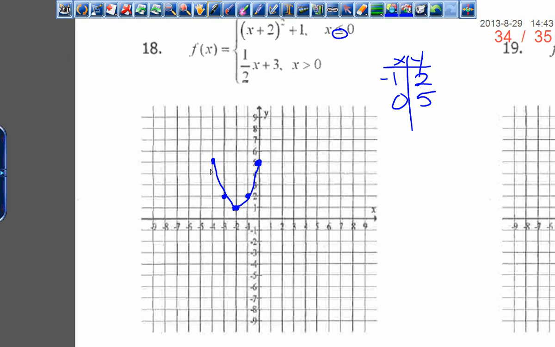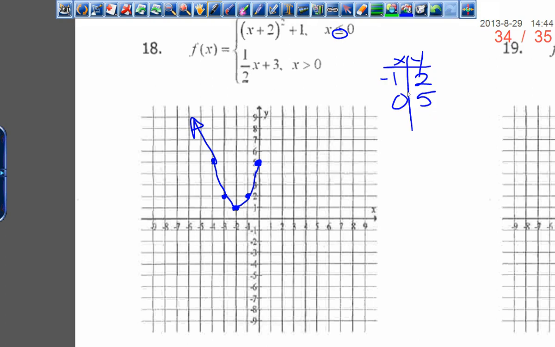What am I missing on the end of one of these? An arrow. Which side? Your right or left? Left, right? Get it? Your left, right? It goes to the left because it keeps on going, because all this says is less than 0. So we're talking about -10, -1,000, whatever. Hopefully yours looks a little better than mine.